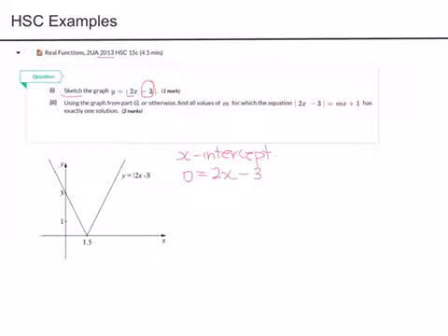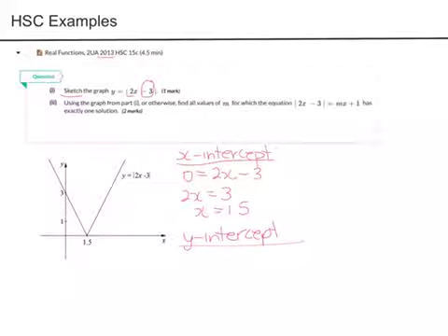So solving our absolute value for 0, we obtain an x-intercept of 3 on 2, or 1.5, as shown on the graph. Thinking about the y-intercept, which occurs when x is equal to 0, we can see that that will negate the 2x section of our absolute value function, and then we take the absolute value of the remaining negative 3, giving us a y-intercept of positive 3 as shown on the graph.